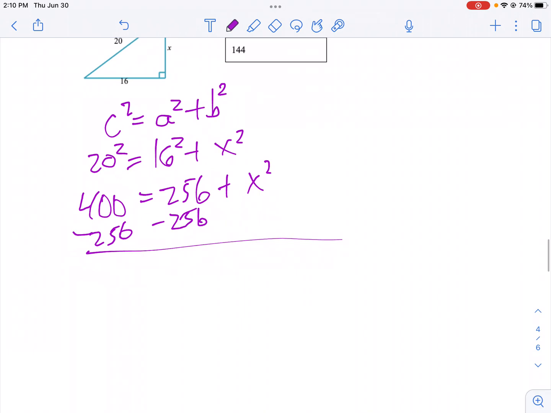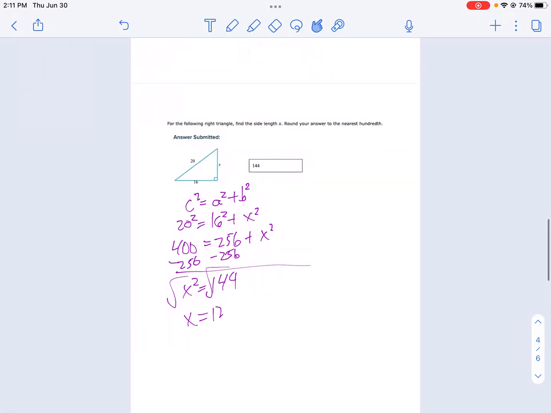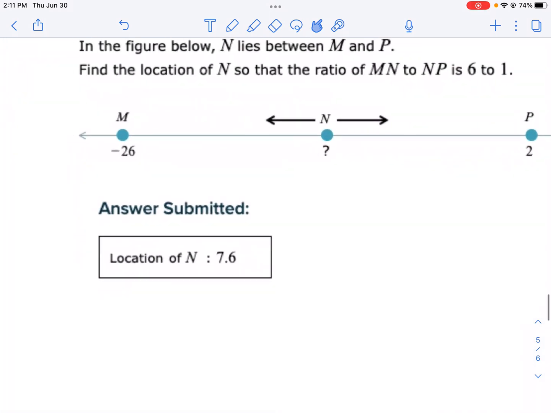X squared is 144. But I don't want x squared. I want to find x. So x is 12. So that one was kind of frustrating because I think you knew how to do it. And then let's take a look at this one.